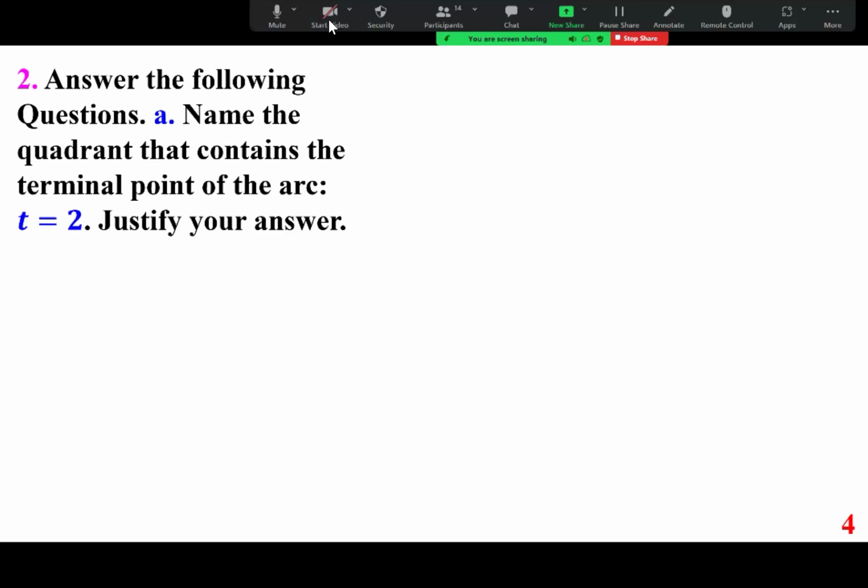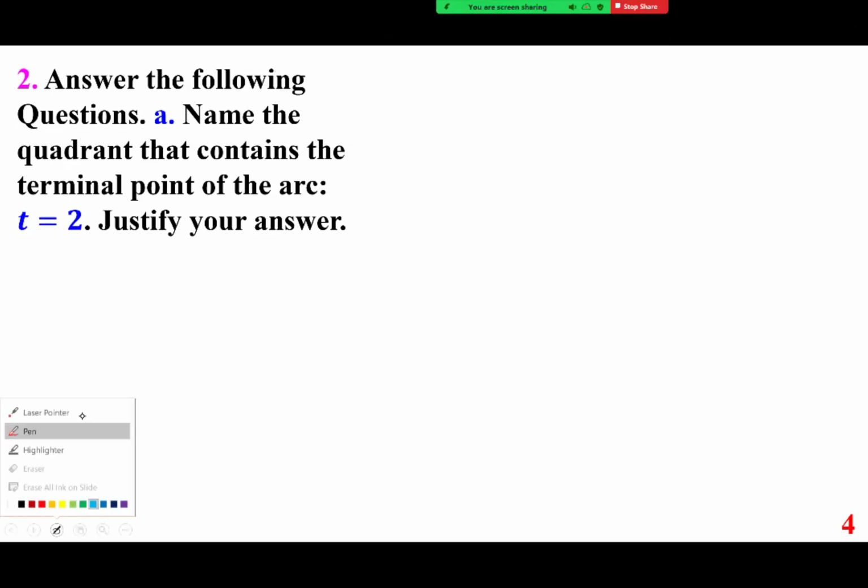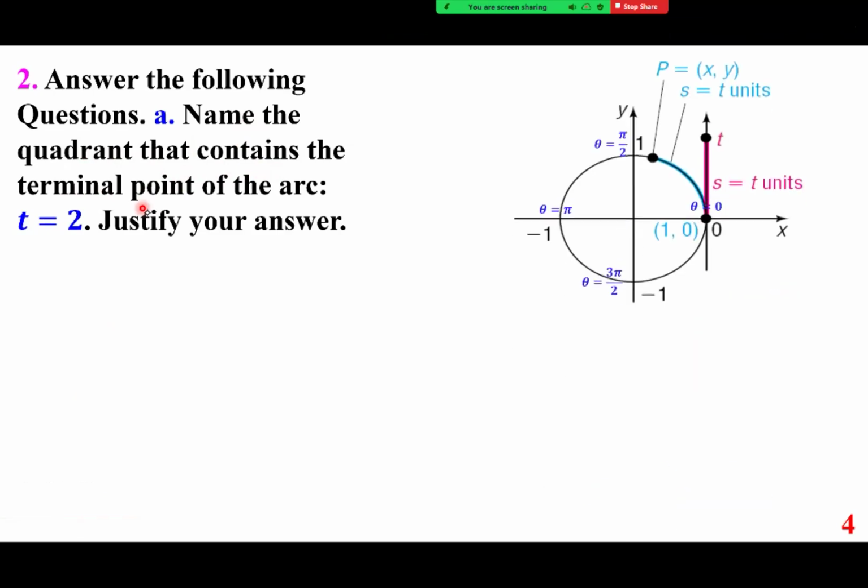All right, let's do this one. Answer the following question. Name the quadrant that contains the terminal point of the arc t equals 2, justify your answer. So let's discuss it in general. So we have a unit circle. A point P has coordinates x, comma, y, and x represents the cosine, y represents the sine.